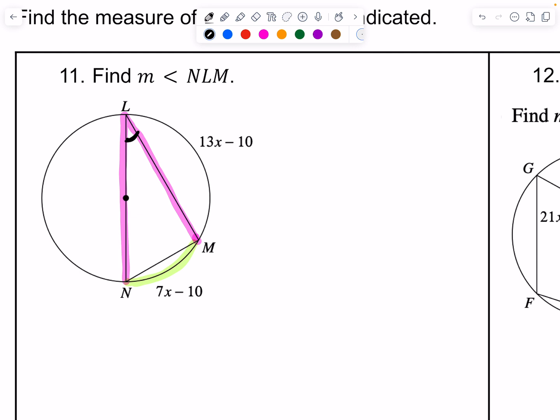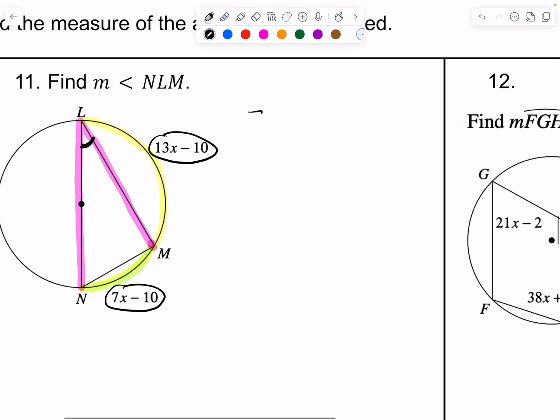So if that's a diameter, then this right here, let me highlight it in yellow, is half of the circle. If that's half of the circle, and we have this measure of arc LM and this measure of arc NM, then those added together have to be equal to 180 degrees. So I'm going to add 7x minus 10 plus 13x minus 10 equals 180 degrees.